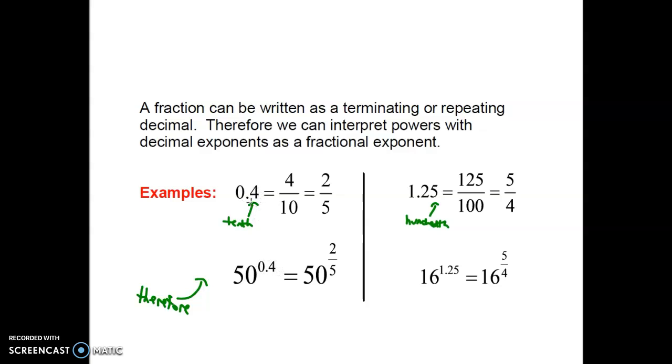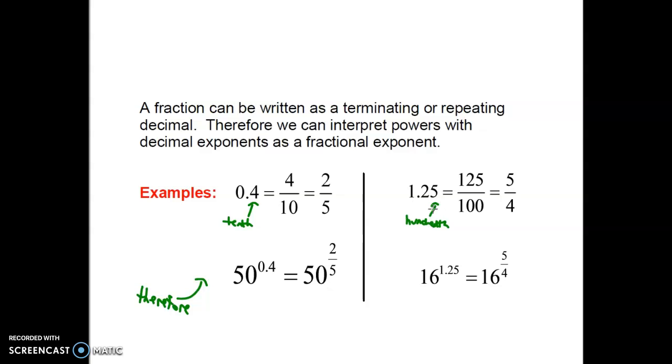So if we have 0.4, we know that that's to the 10th, so that's 4 over 10, and then reduce, always reduce, so 2 over 5. So if we have 50 to the power of 0.4, we change the 0.4 to 2 over 5, right? Because this is going to make us have the fifth root of 50 squared, right?